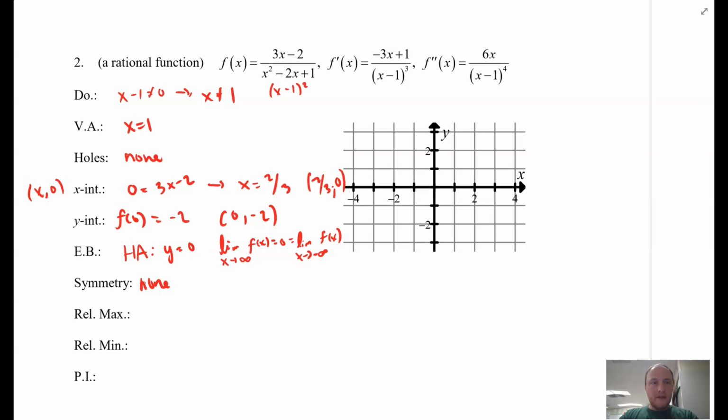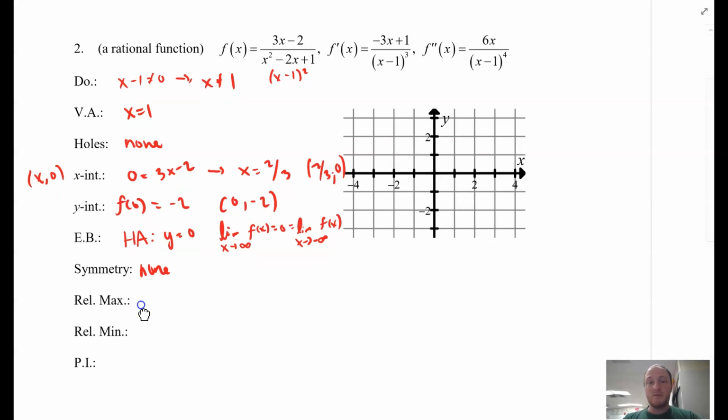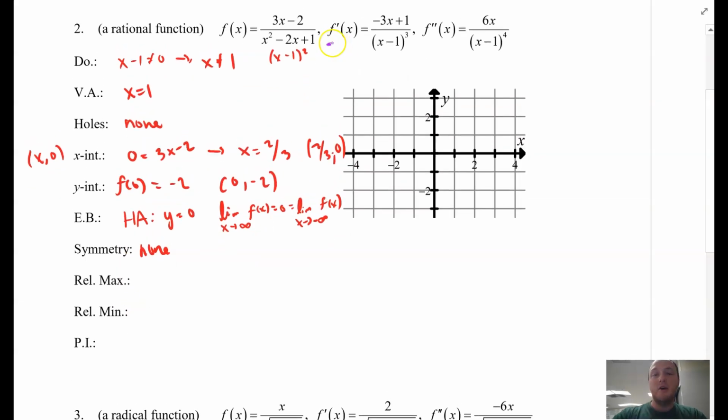Now what we have is our calculus portion. They want the relative max, the min, and the points of inflection. So what we have to do is analyze our f prime of x and our f double prime. So for our f prime of x, I'll make an f prime sign analysis chart.